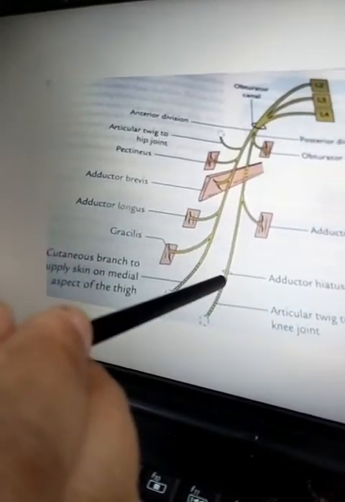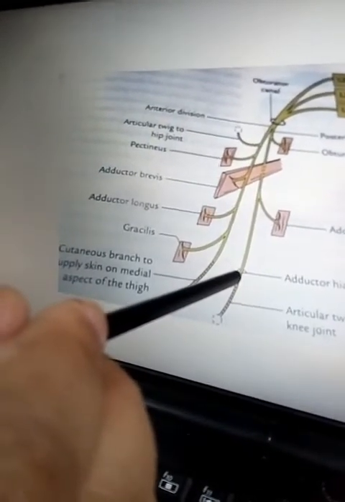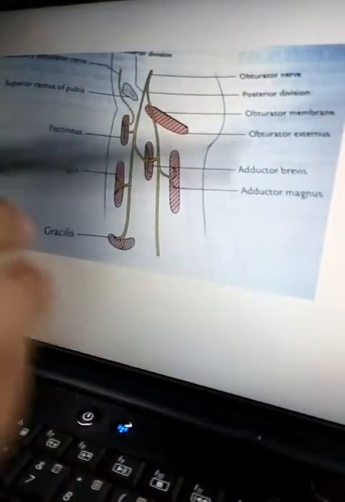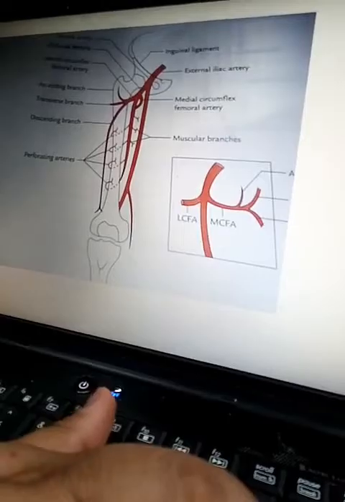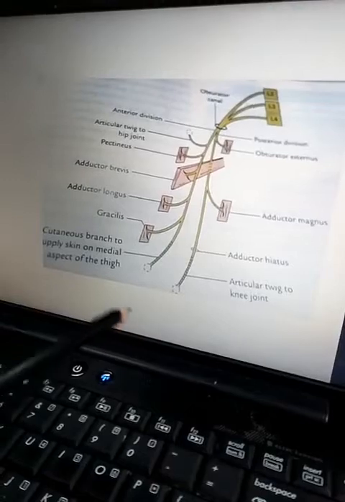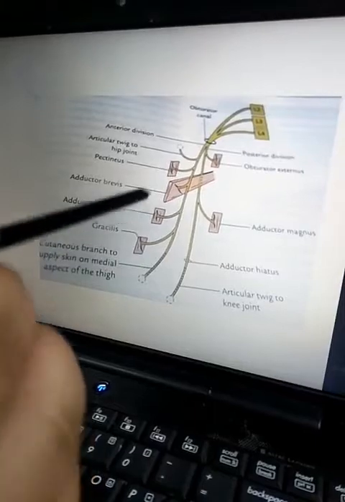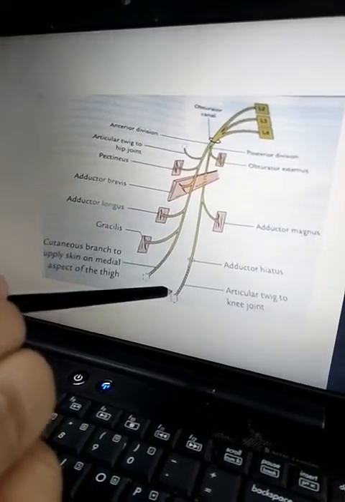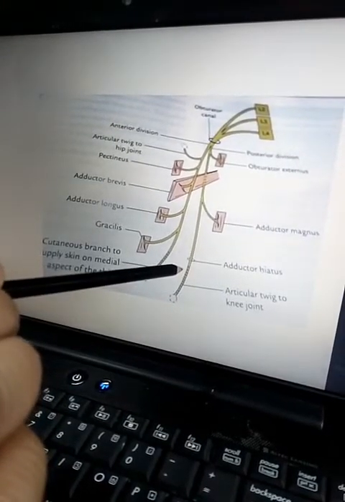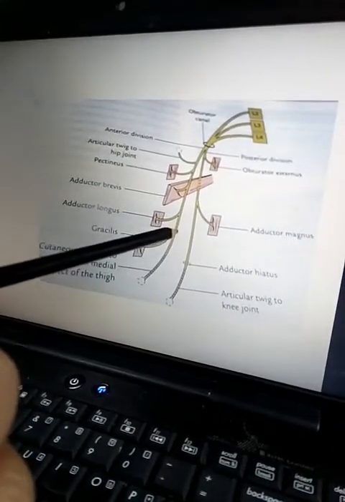Its terminal part forms an articular branch, that is the genicular branch, which pierces the adductor magnus or passes through the hiatus for the femoral vessels to reach the popliteal fossa, while it runs along the popliteal vessels and pierces the oblique popliteal ligament to supply the knee joint. So that was about the posterior division of the obturator nerve.